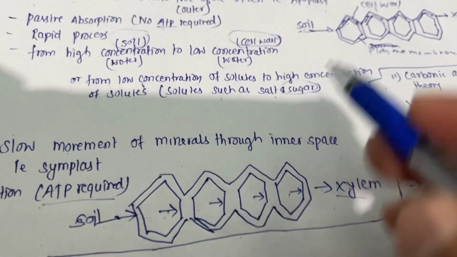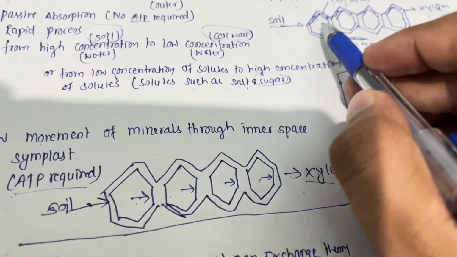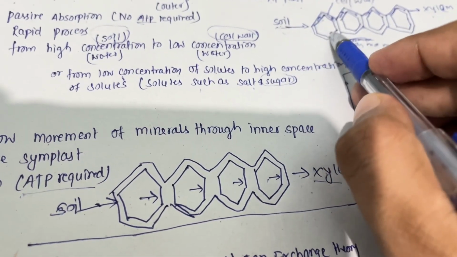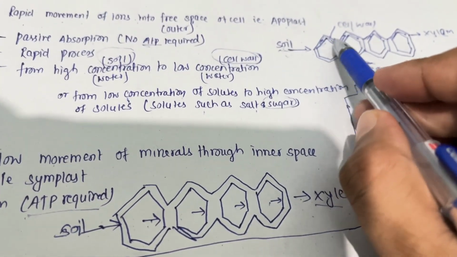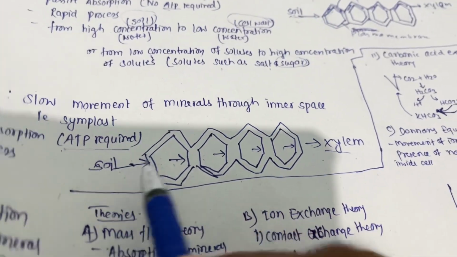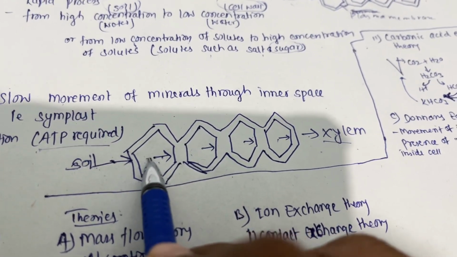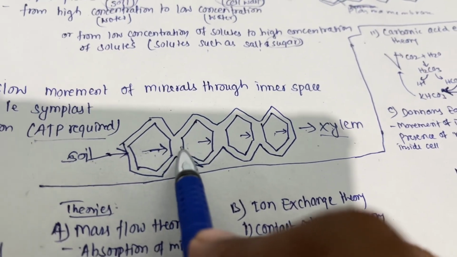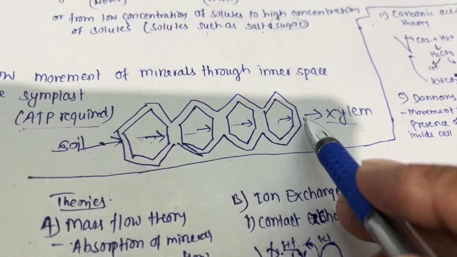Here the difference is, in the first phase there is the movement of water from soil into the xylem through the outer space, that is along with the cell wall. But in the second phase, the movement of water is through the inner space of the cell, and it will pass through the series of cells, and then finally it will come inside the xylem.